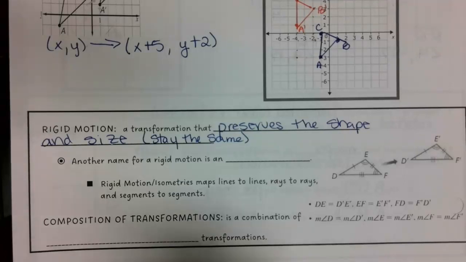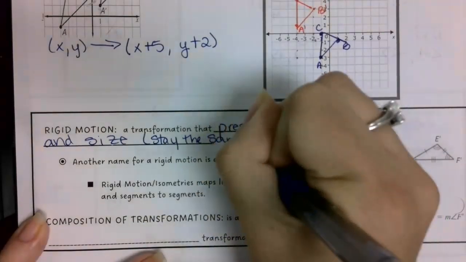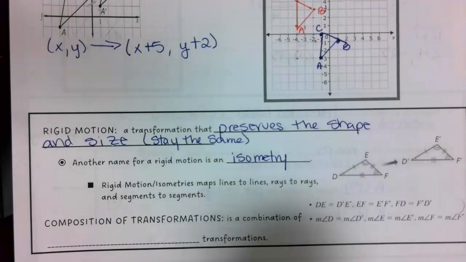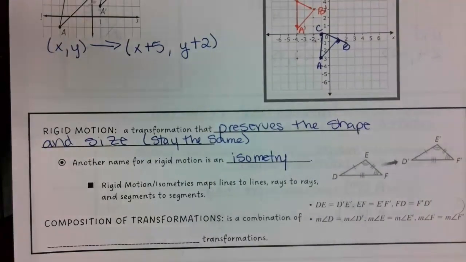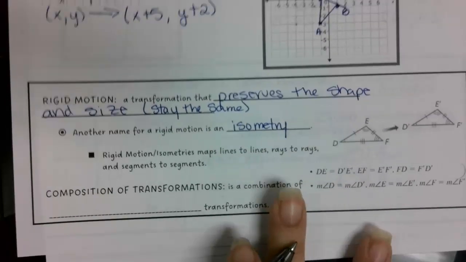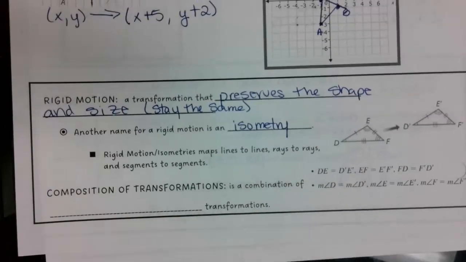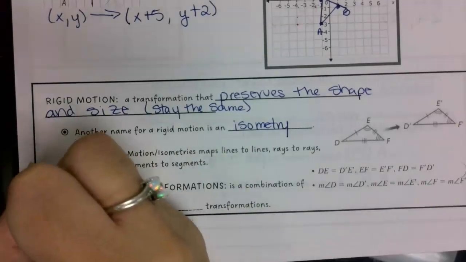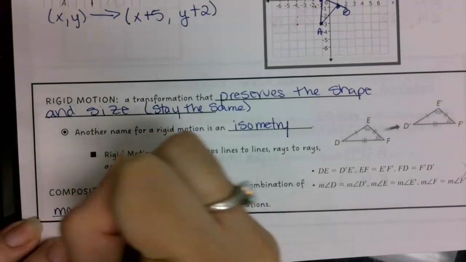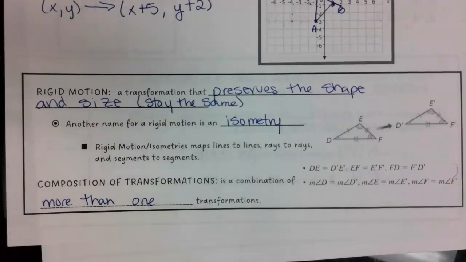Another name for rigid motion is an isometry. Means the same thing, keeps the same shape and size. And then I can have a composition of transformations. That just means I am doing more than one transformation. So I think you guys did this when you were doing the Desmos practice, where you could like flip it and then rotate it. You could do more than one, and it'll still keep the same size.